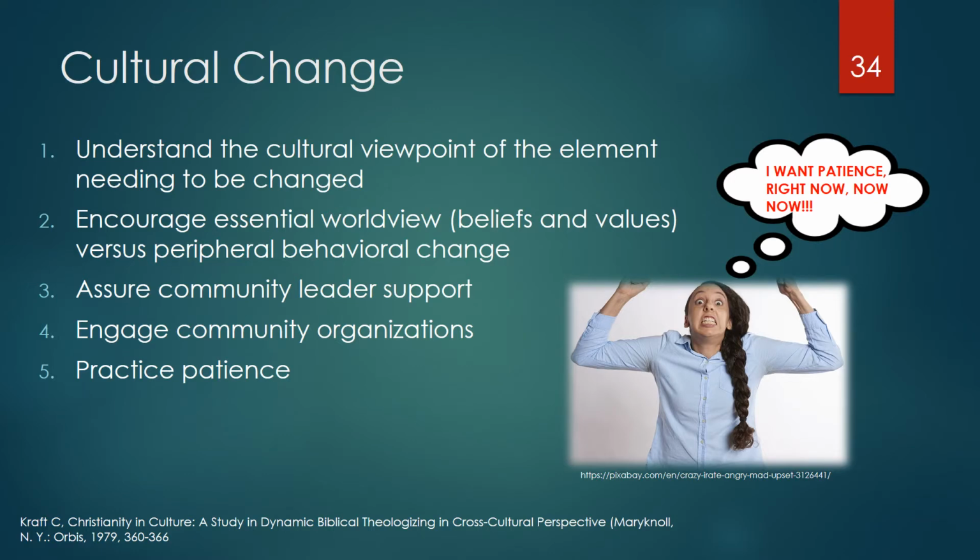Charles Kraft states that community or cultural change, the goal of most health coalitions, is associated with 5 major steps. 1. Understand the cultural viewpoint of the element needing to be changed. A facilitator must understand the culture of the community as previously discussed. 2. Encourage essential worldview, beliefs, and values change versus just a peripheral behavioral change. 3. Assure community leader support. If coalition groups or organizations are appropriately chosen, they will likely represent key formal and informal community leaders. 4. Engage community organizations. This is done through effective coalitions. 5. Practice patience. Patience is a problem in our fast-paced world. Patience to move at the speed of the community and coalition is essential.